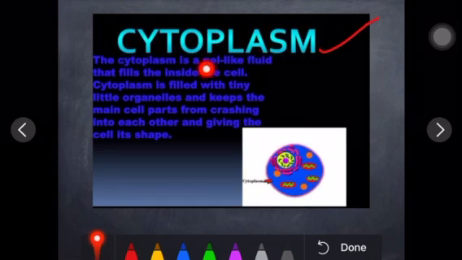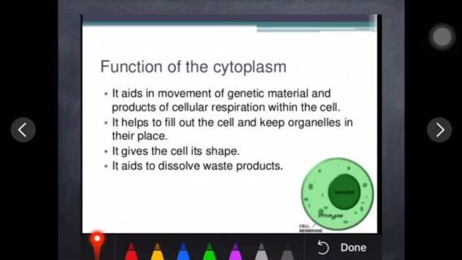The cytoplasm is a gel-like fluid that fills the inside of the cell. Cytoplasm is filled with tiny little organelles. A lot of organelles are floating inside it. One by one we'll see. It keeps the main cell parts from crashing into each other and gives the cell its shape. So this is about cytoplasm, the fluid in the cell. As you can see, in the cell cytoplasm is there, and in the nucleus nucleoplasm is there. Now we will talk about the functions of the cytoplasm.